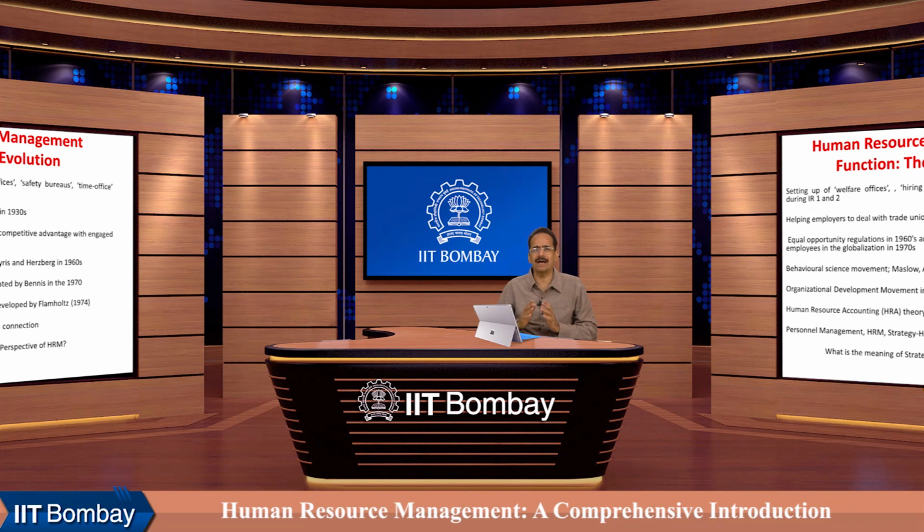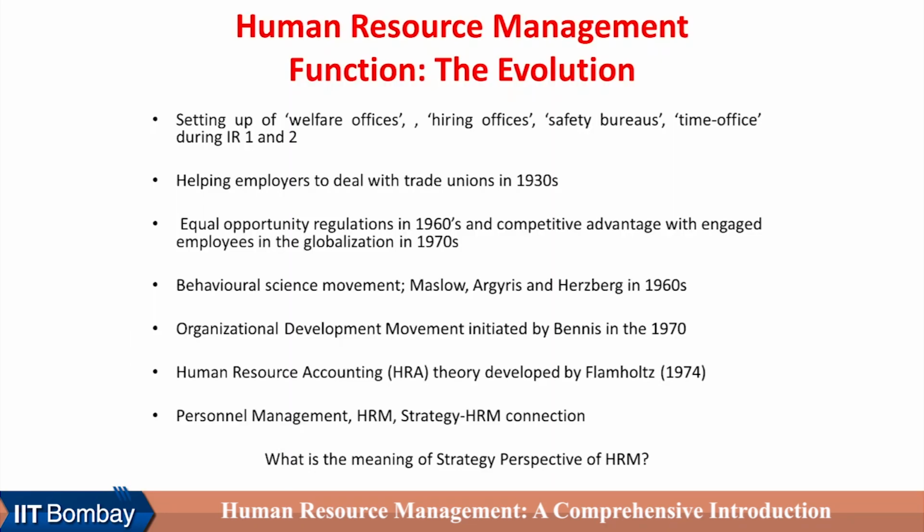If we look at the very early signs of the human resource management function in business organizations or in the workshops and factories, we can look at the examples of the welfare offices, hiring offices, safety bureau, time offices. They were set up at the time of Industrial Revolution 1 and Industrial Revolution 2. These offices were mainly related to ensuring the safety measures or some of the important facilities important for the workers or employees in any organization.